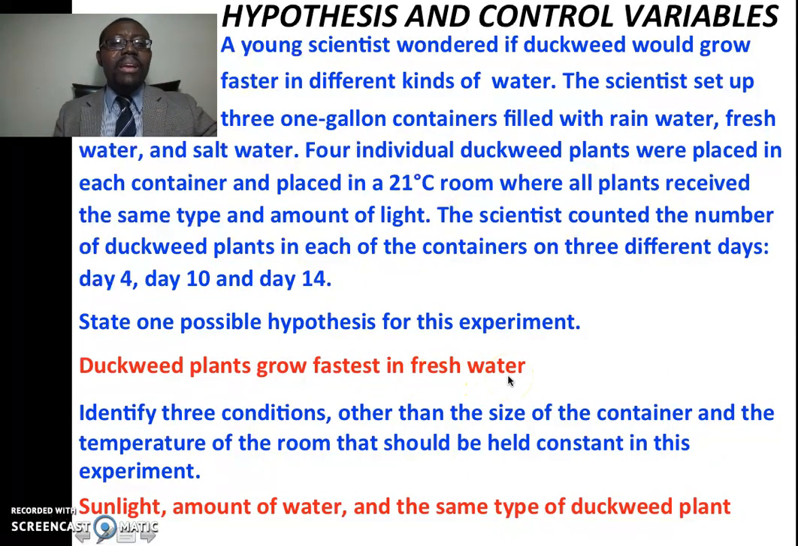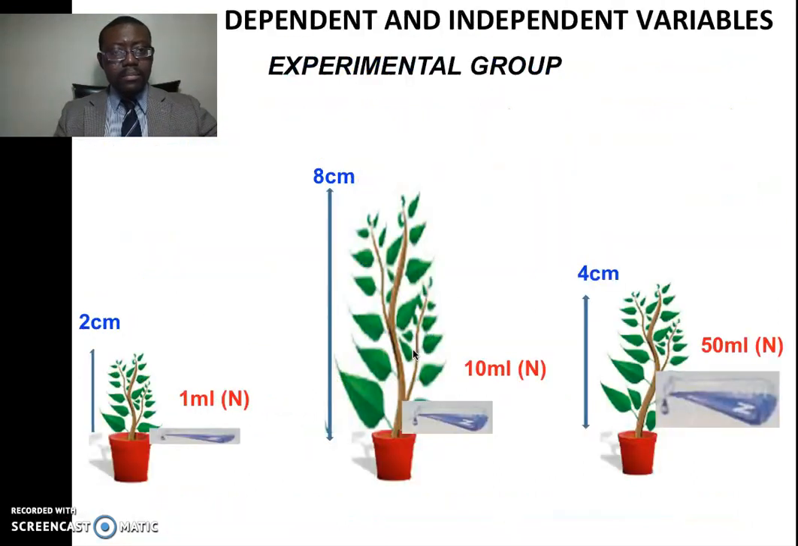And it's because of the amount of nutrient or the required nutrient in fresh water. And we can conduct a controlled experiment to test if this hypothesis is true. The next thing we are going to look at is dependent and independent variable. We are still looking at the effect of adding nitrogen to plants.